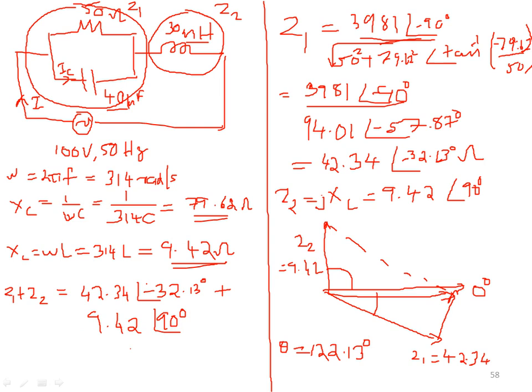Okay. Now, how to add these two impedances? If you are adding these two impedances, there are two ways to add. One is using parallelogram rule. Second one is by converting this polar form into rectangular form. The easiest one is you can convert the polar form into a rectangular form and add directly. So here I am going to do with rectangular form.